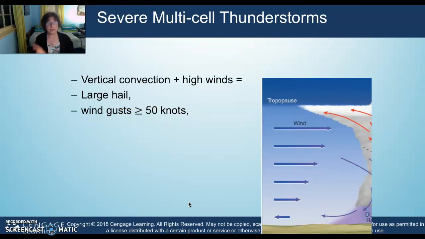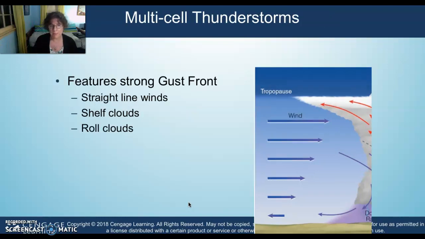You can get strong wind gusts with multicell thunderstorms. You can get hail from the circular rotation within them. Gust fronts can be very strong. We noticed one last week. They can produce shelf clouds right in back of the gust front. The gust front will come through, though you may see a shelf cloud. You may see roll clouds as well due to that wind shear.